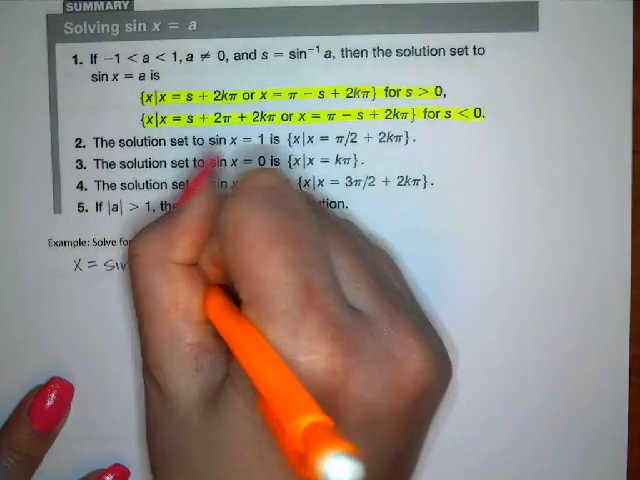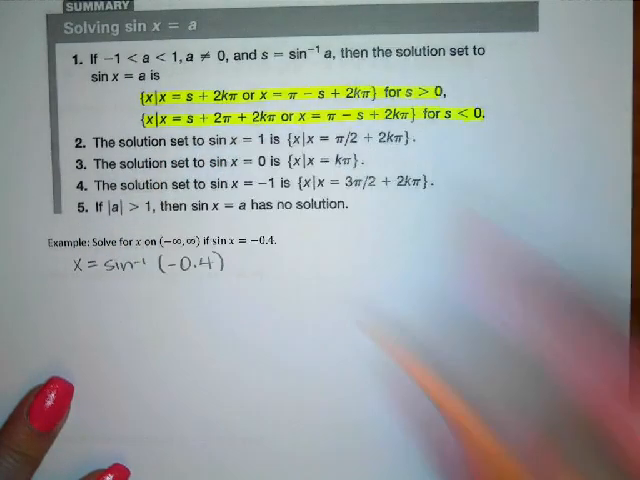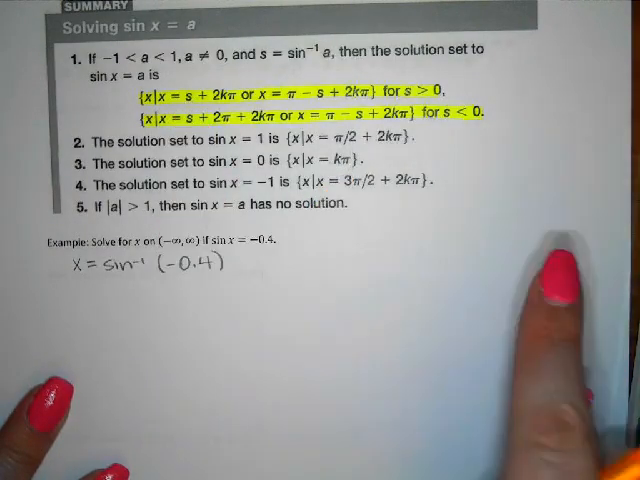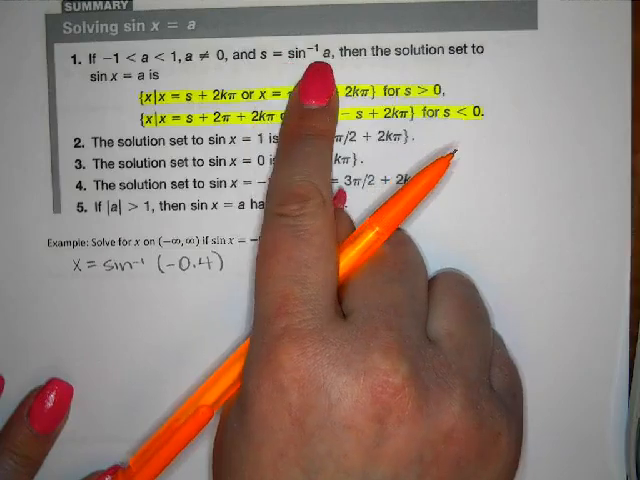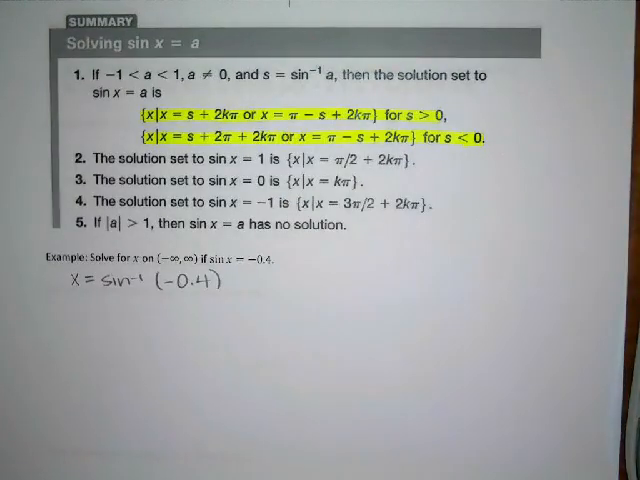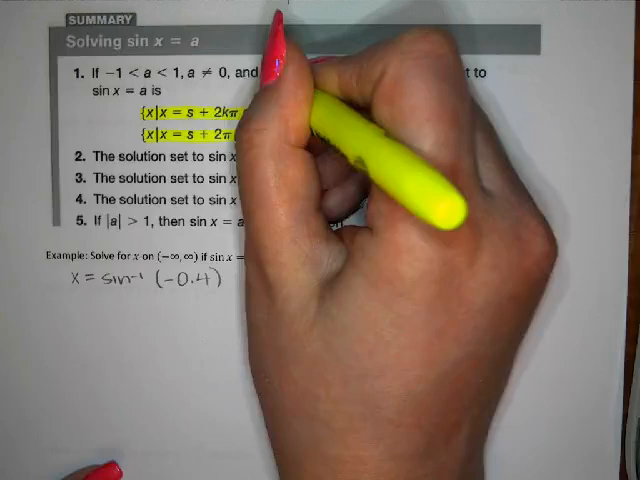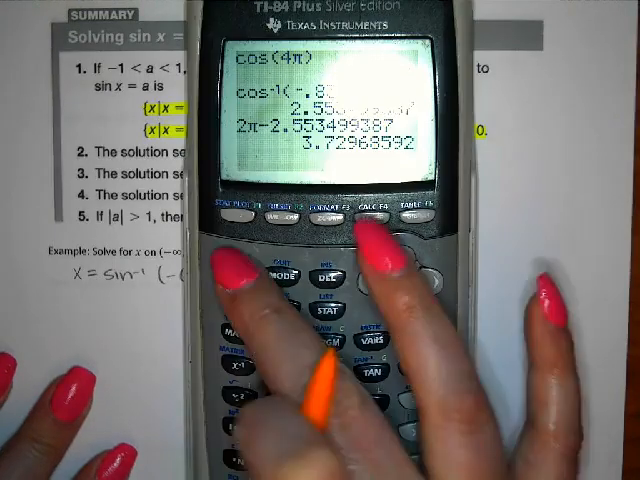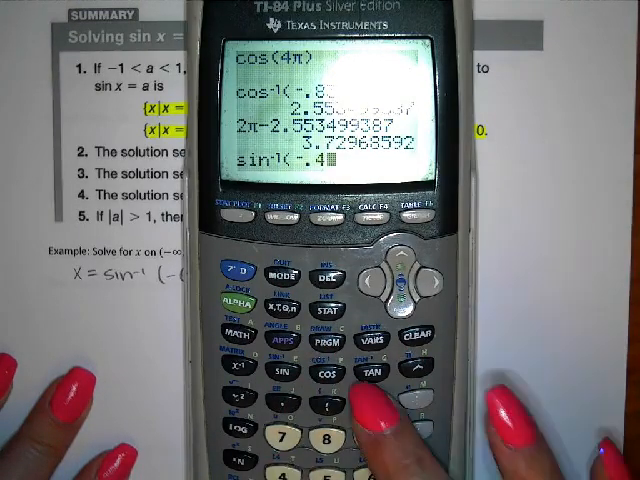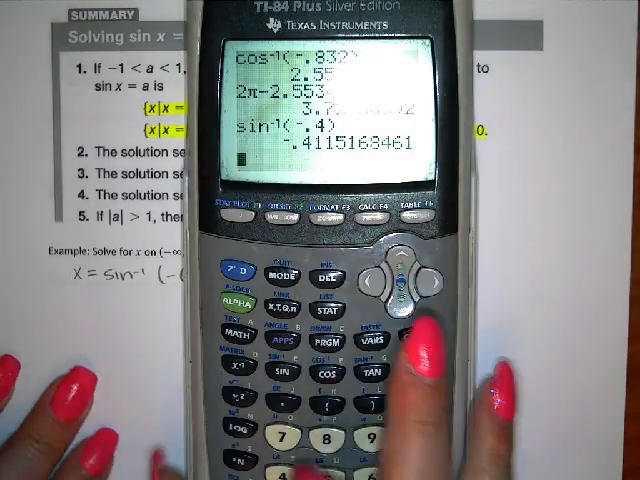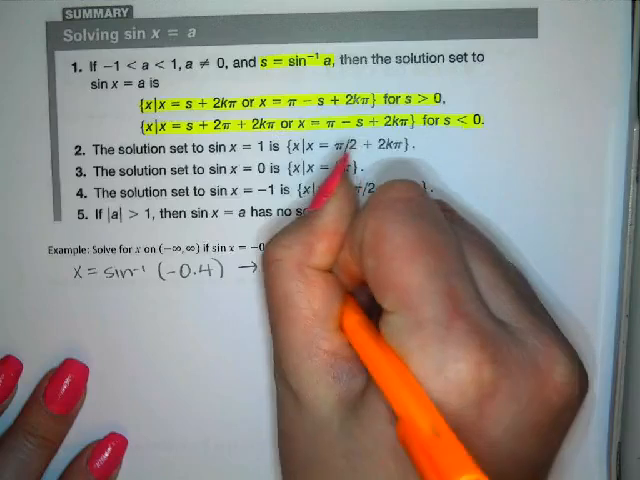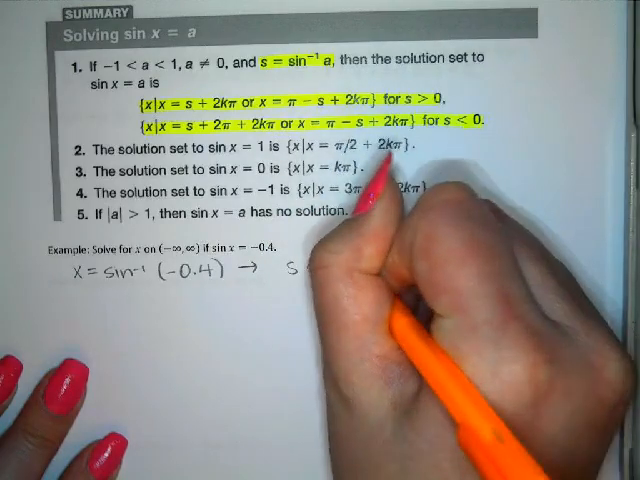So here I'm going to say angle x is sine inverse of -0.4. And so I'm going to go ahead and figure out what S is. So the S is sine inverse of the angle. I'll highlight that as well. There we go. S is sine inverse of the angle -0.4. And I get -0.412. So S is approximately -0.412.